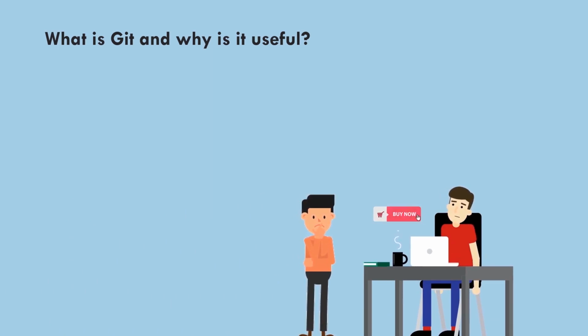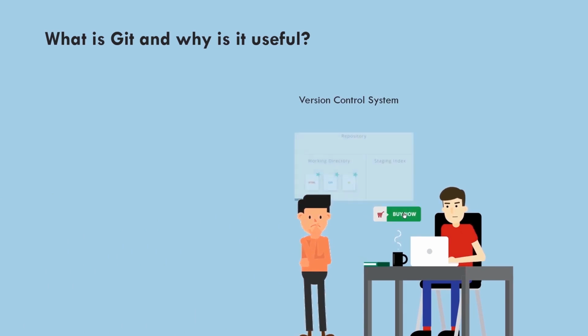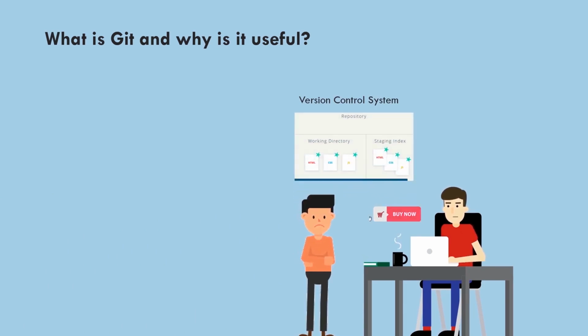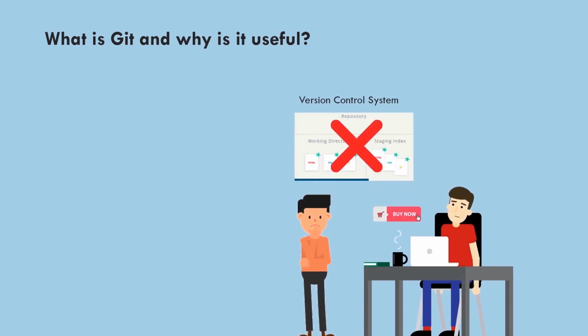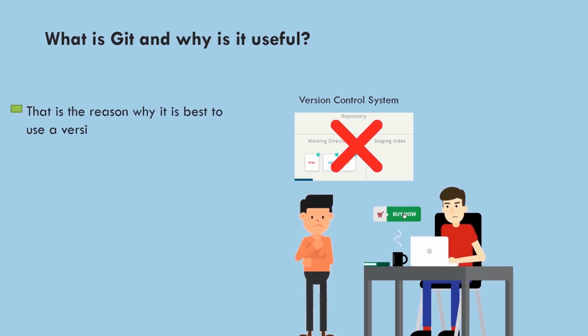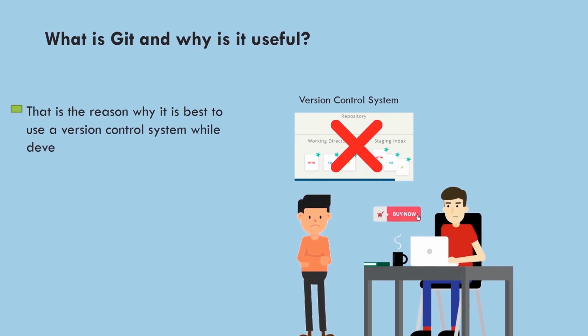Since they're not using a version control system, the developer will become really frustrated. Now he has to go back, change his code, and what if the customer comes back tomorrow and asks him to change another feature? That is the reason why it's best to use a version control system while developing code.